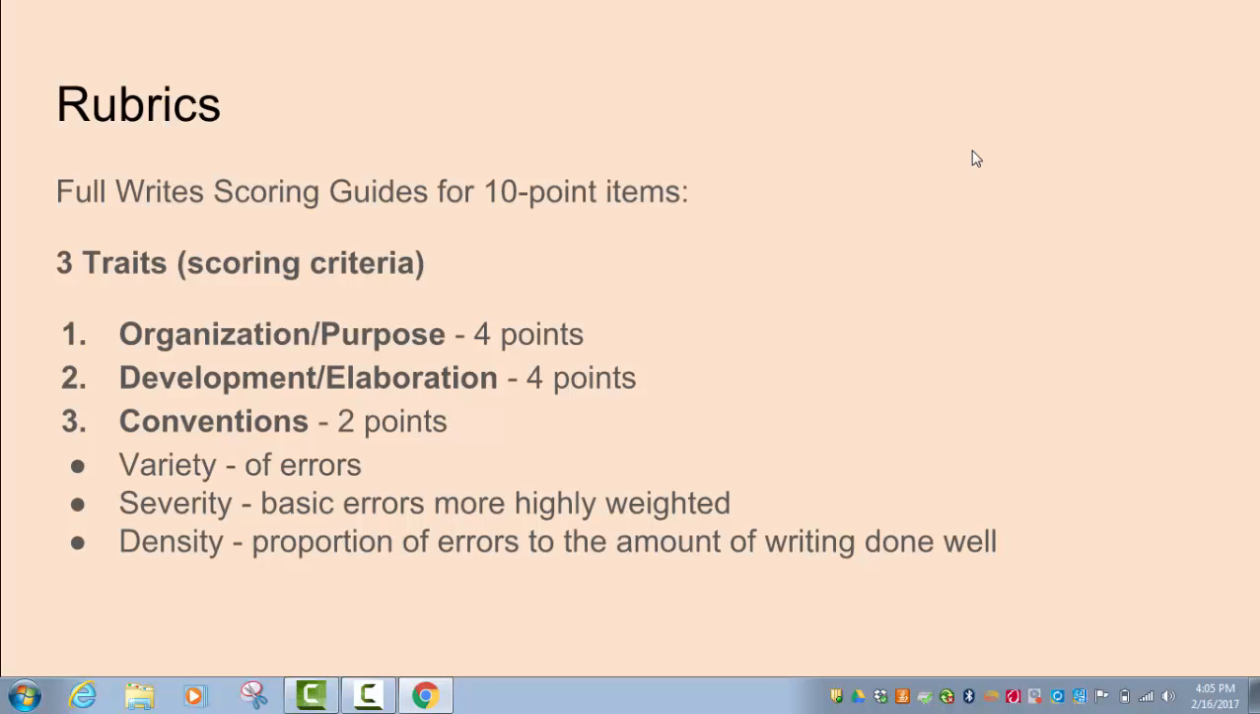Severity, what kind of errors are they making? Are they making basic errors like misspelling because, then, more? Or are they making really appropriate errors that aren't severe, misspelling, miscellaneous, photosynthesis, archaic? And then density, the percentage of error in the piece. Is it 15% error, 70% error? So please try to keep those 3 labels in mind when using the conventions rubric.